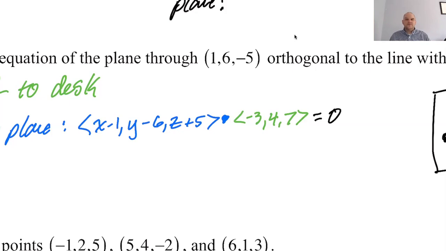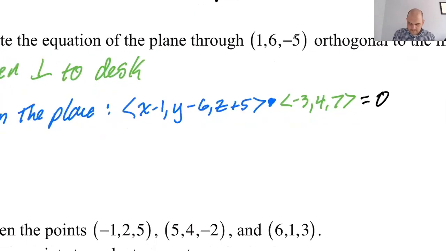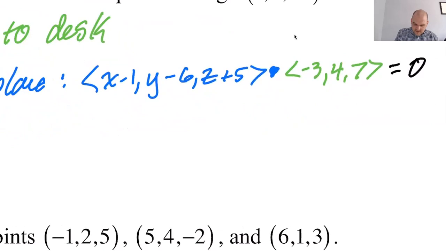In this case, you got all the vectors that are in the plane. If you dot them with this vector, you're going to get 0. So that's what we do. We make a generic vector in the plane, dot it with this vector, and we get 0. So you don't leave this usually. So what you usually do is expand it. So I'm going to do that.